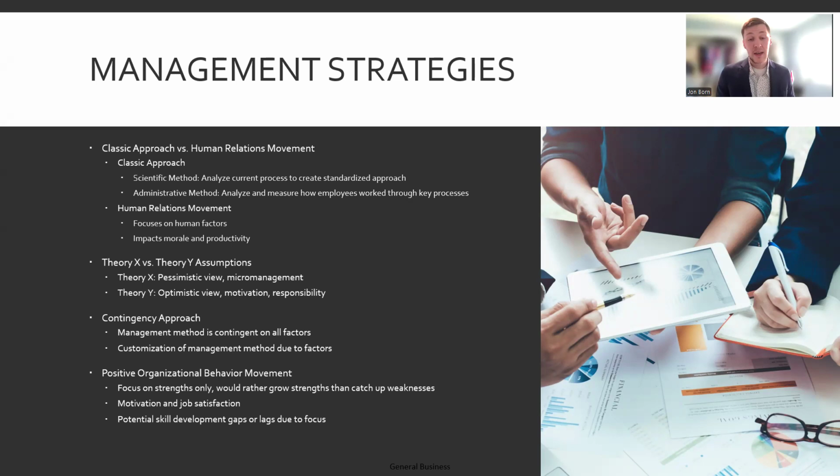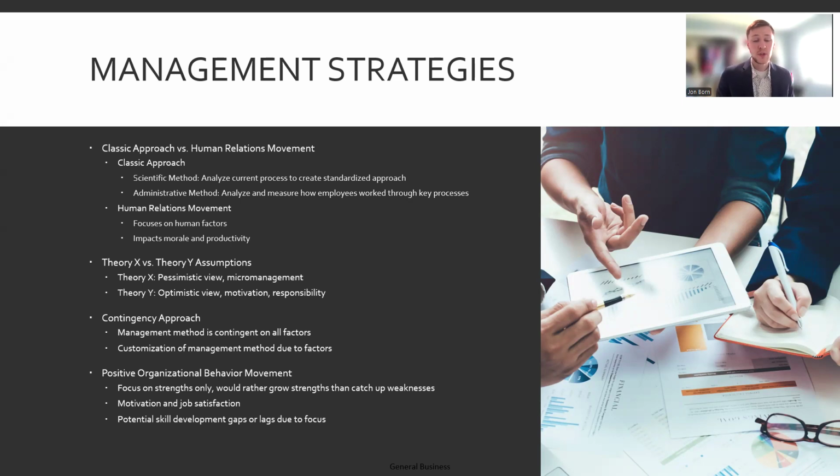Theory Y is completely different. It's optimistic. The employees have the motivation. They want the responsibility. They want to be there. It tells us that the leader either assumes theory X or assumes theory Y within those assumptions.